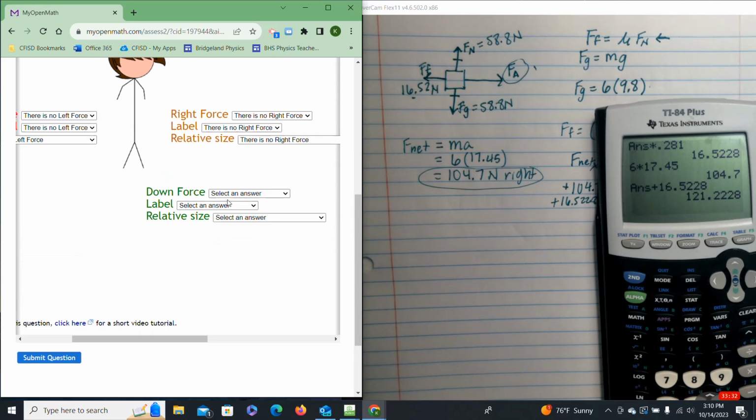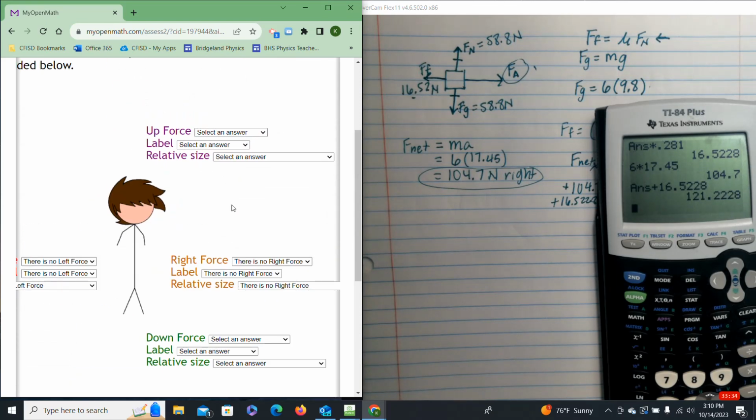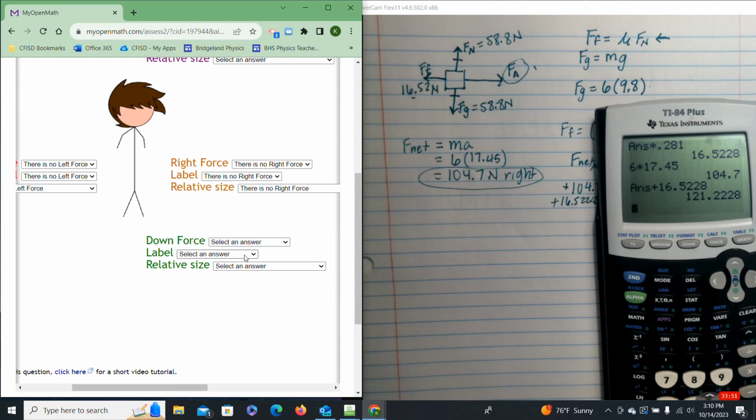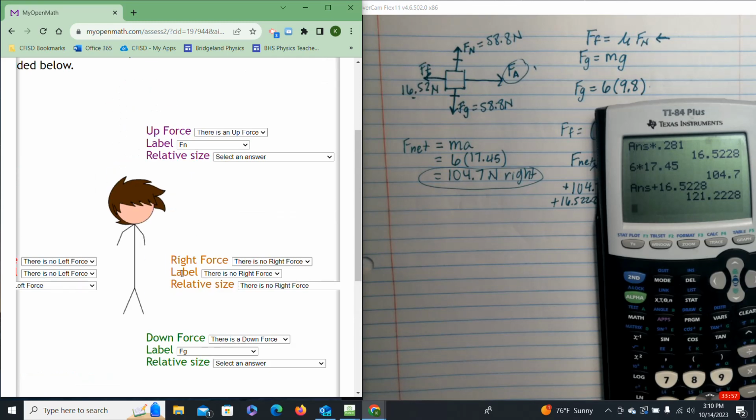Let me do that so I can see the boxes. Okay, which is up and down. Okay, first of all, let's label the forces. Upward force acting on this guy in the elevator. There is an up force. That up force is the normal force. It's the floor pushing against his feet. Okay, there is a down force. That down force is the force of gravity. It's the pull of the earth on the guy.